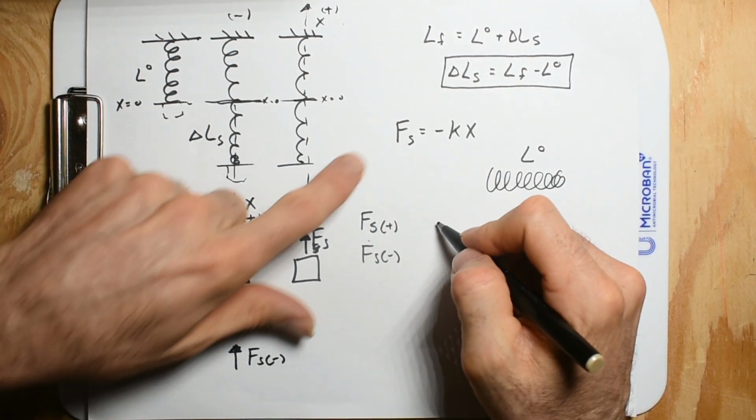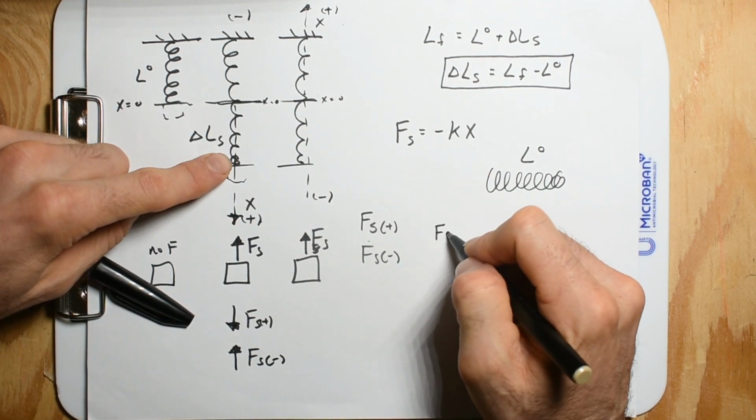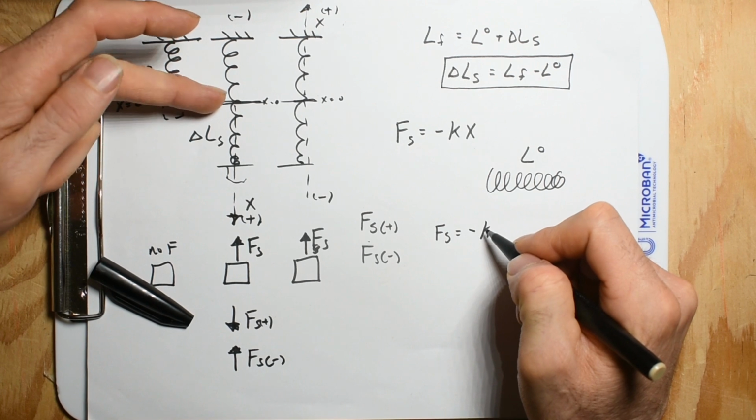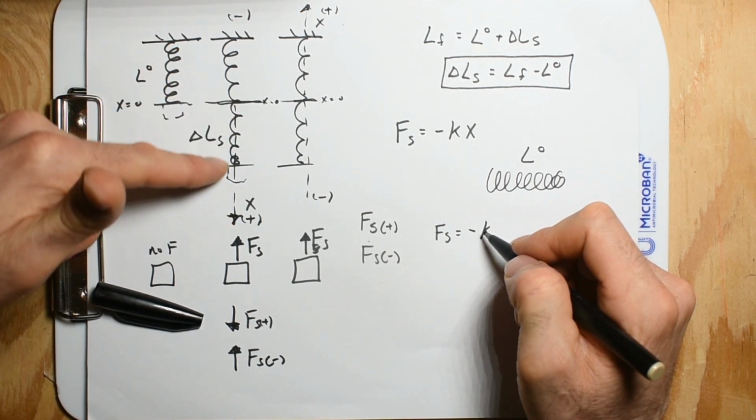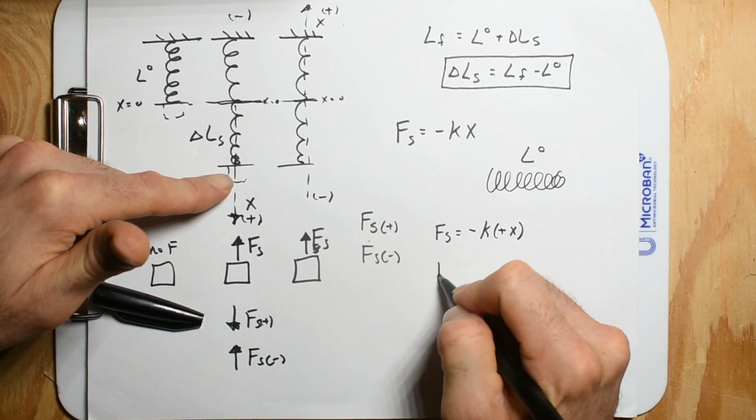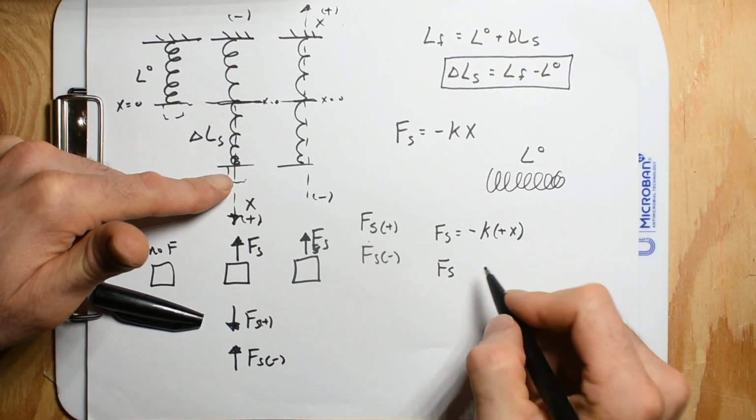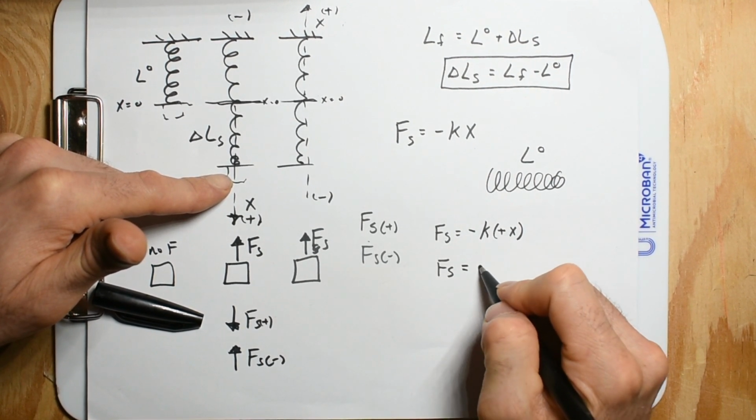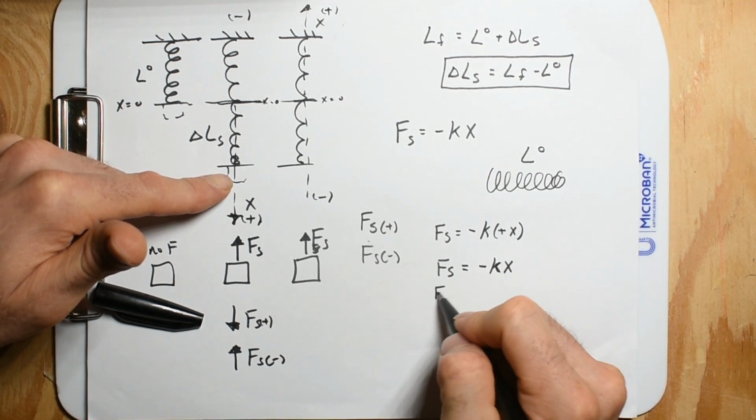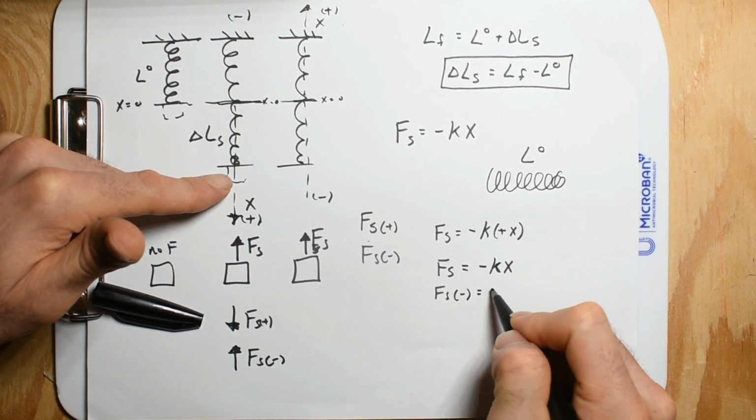All right, let's do it. So for this first one, the force of the spring is negative k, and this is positive x, so we're going to get a positive x. Cool. So the force of this spring will be negative kx, and then we get a negative answer.